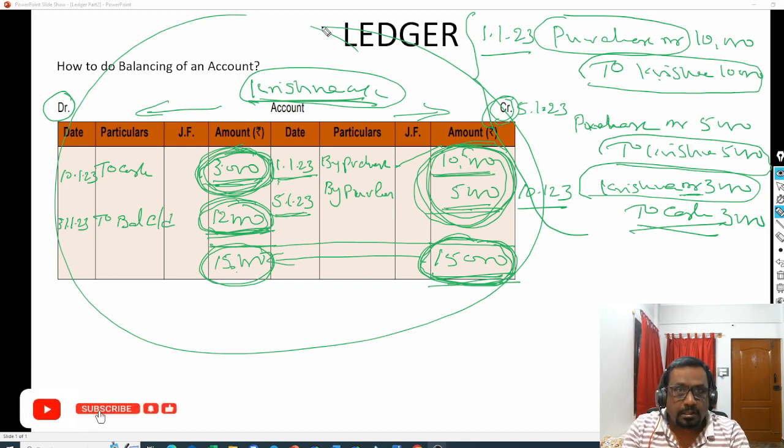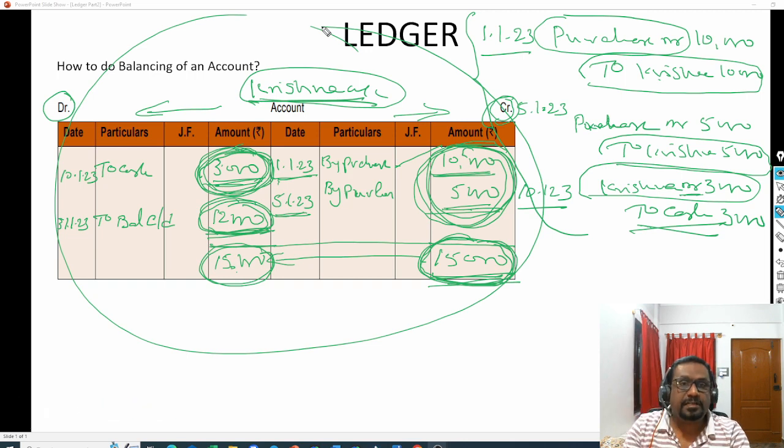This is what we call a classified statement, which is in the form of the English letter T, and which will give the final balance of that particular account. By looking at Krishna account, you will get to know the final balance you are supposed to pay. I am supposed to pay 12,000 rupees to Krishna. This is the beauty of ledger. You will not get this kind of detail merely by going through the journal book. That is the reason ledger is very important. Are you clear now?